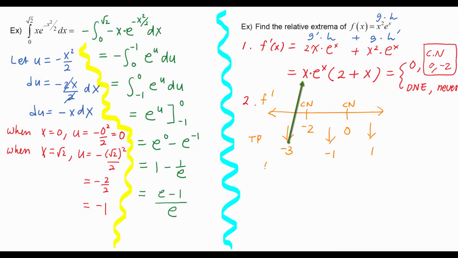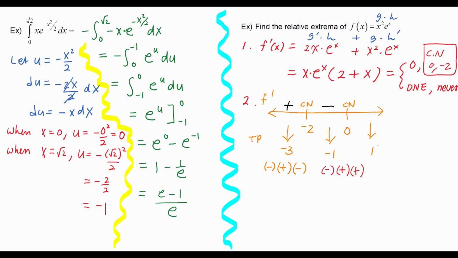So x is negative 3, so that's a negative. E to the negative third power is 1 over e to the third power, which is positive. 2 plus negative 3 is negative. So when you multiply two negatives, you do get positive. When I try negative 1 for my test point, x, negative 1, which is negative. E to the negative 1 power, it is 1 over e, which is a positive number. And 2 plus negative 1 is positive. So whole product becomes negative.